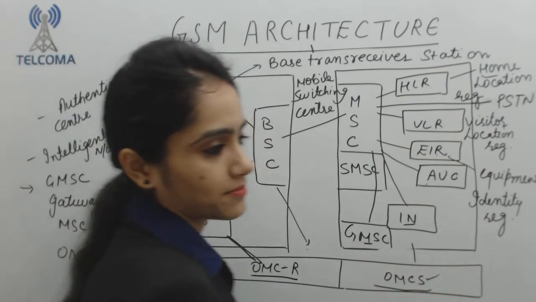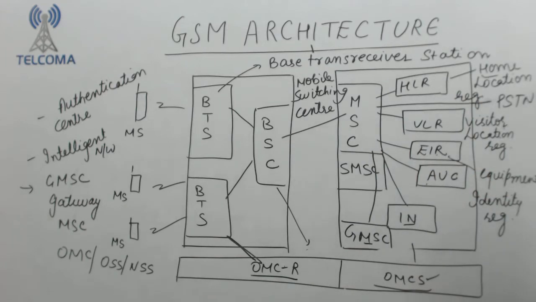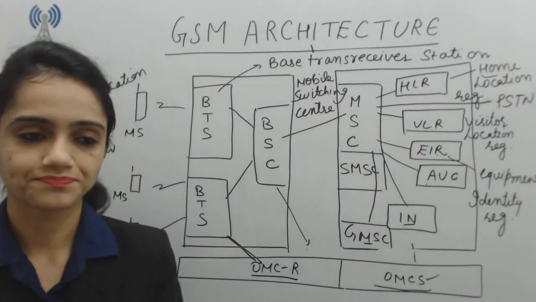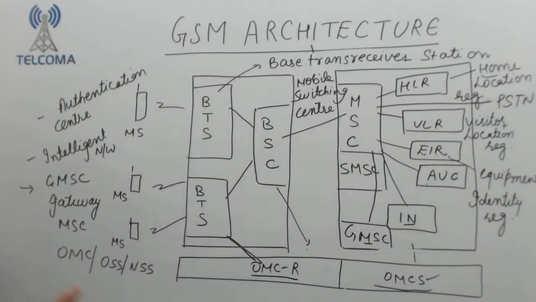Now those who are managing the radio part will be my OMCR, and the NSS part is managed by OMCS. And this full department or this part is known as Operation and Maintenance Center, which is used for network management or operation station subsystem units. So this is the complete.